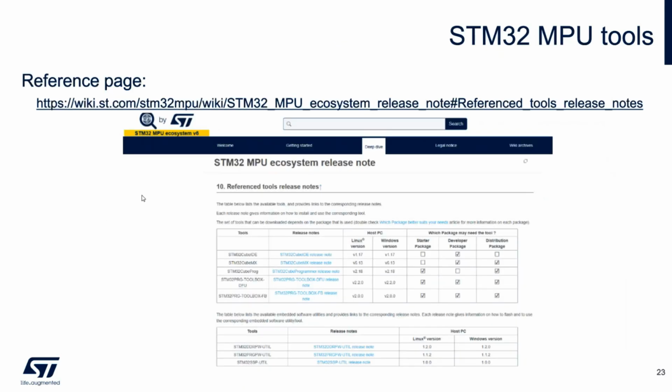There is a dedicated page on our wiki that lists the components of our ecosystem, the releases and the release notes. So the version and the release notes of CubeIDE, CubeMX, CubeProgrammer, but also of the other tools, which are Toolbox, we'll see later, and also DDR firmware utils, programming firmware utils, and SFT utils.